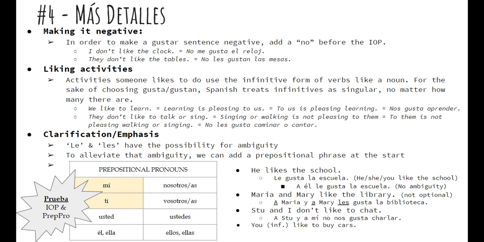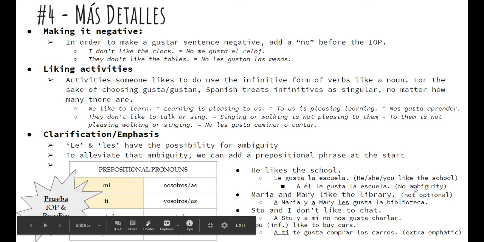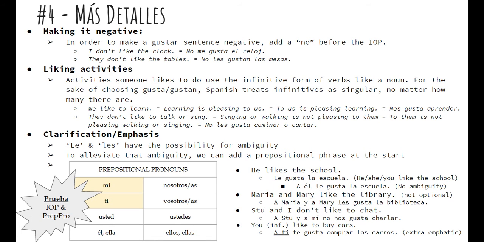You informal like to buy cars. Here you have a ti te gusta comprar los carros. There is no requirement to have to do the emphatic prepositional phrase at the start. That's just there as kind of an extra emphasis, extra exclamation of who it is that likes it. But there is no vagueness there. Te gusta comprar los carros only can mean you like to buy cars. But if they want to be a little extra emphatic, they can put it there.